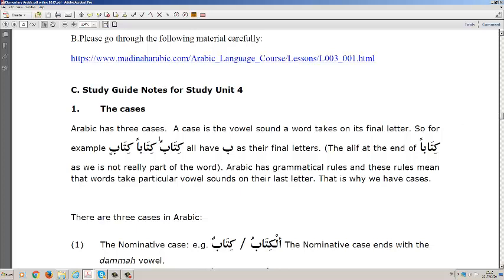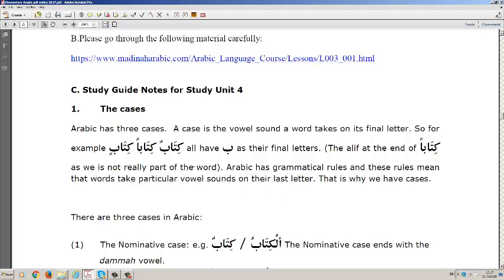Arabic has 3 cases. They are called the nominative, the accusative, and the genitive. So why is this important? Because knowing the cases means that you know what kind of sound to put at the end of a word.